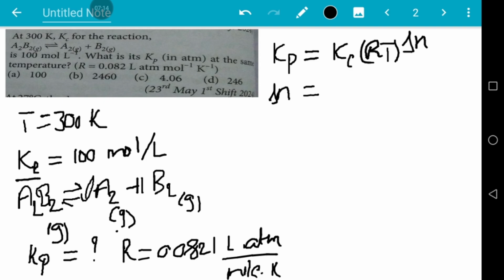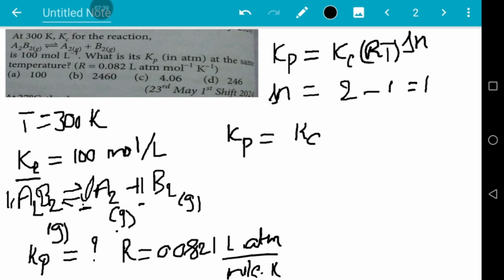So gaseous products are 1 plus 1, which is 2. Only the product values we have to take here. Minus the reactant moles, which is 1 mole only. So 2 minus 1 equals 1. So the delta n value is 1. Now substitute all the values.